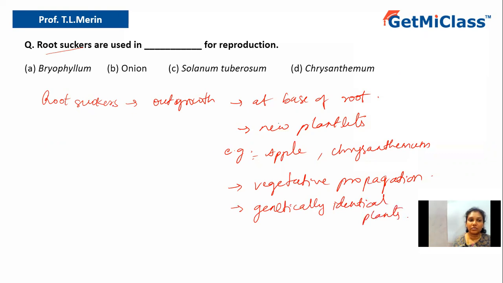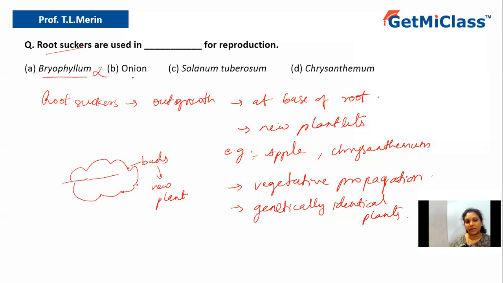So let us look into the options. The question says root suckers are used in dash for reproduction. Option A says bryophyllum. So how does bryophyllum reproduce? They reproduce by the formation of buds. So they have leaf buds. Bryophyllum consists of the leaf like this, and it consists of the notch here. These notches contain tiny buds, and these buds will give rise to a new plant. This is how bryophyllum reproduces. So hence option A is ruled out because they don't have root suckers.